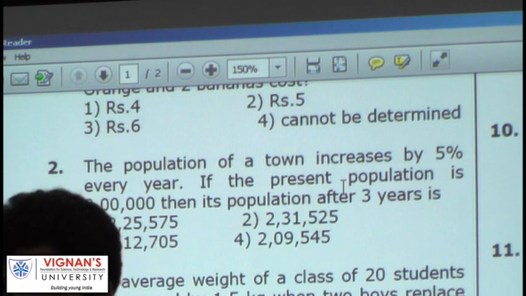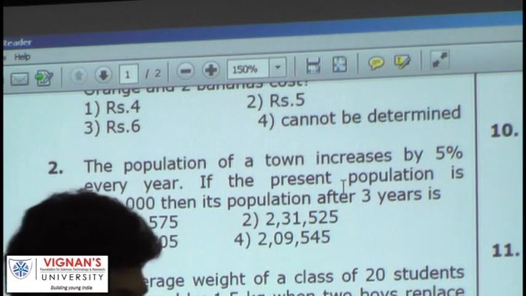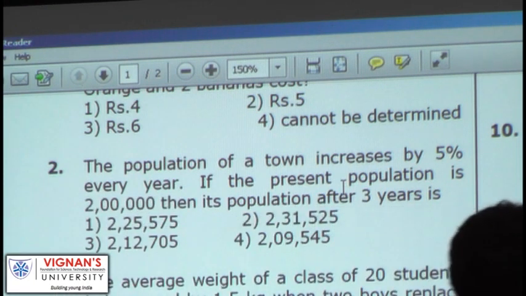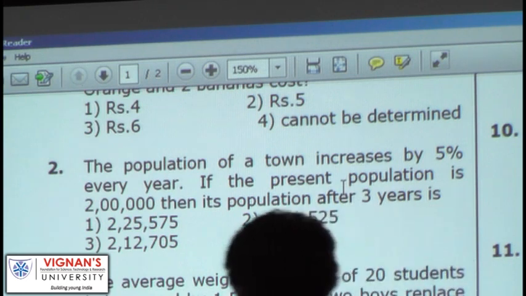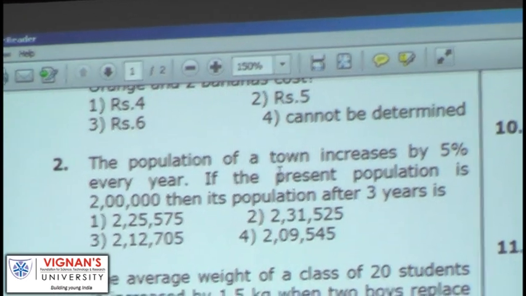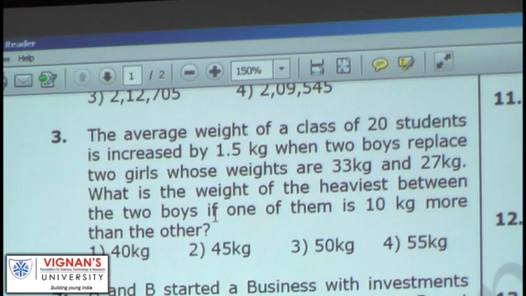So from the options it is evident, very clear. 2,30,000 plus should be your answer. There is only one such option, that is 2,31,525.